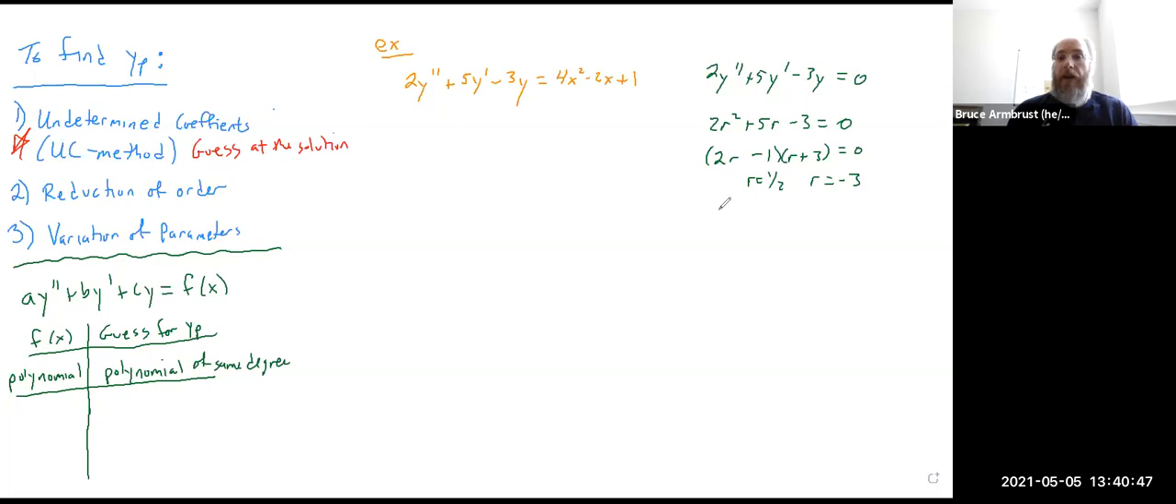So then we know our fundamental set. y1 is going to be e to the 1/2 t, and y2 is going to be e to the minus 3t. So always start there. Regardless of what method we're choosing to try to find the y particular, you always need to know the fundamental set to the homogeneous. So you might as well find that first. Okay, so before I move on, are we good at this point? Any questions so far?